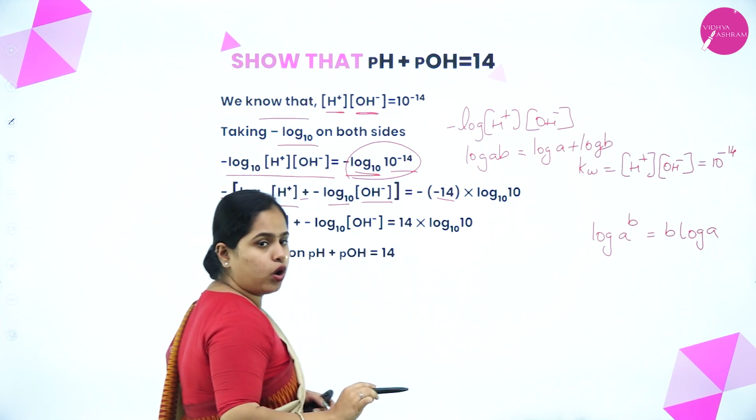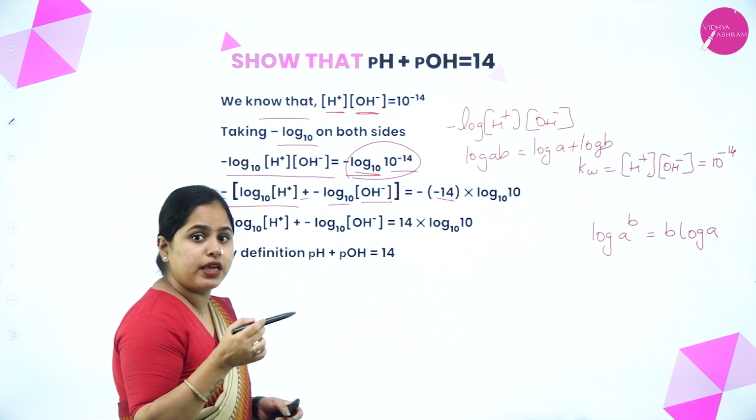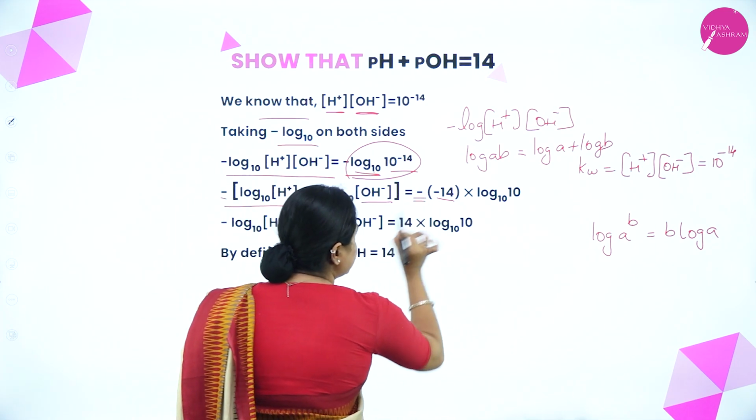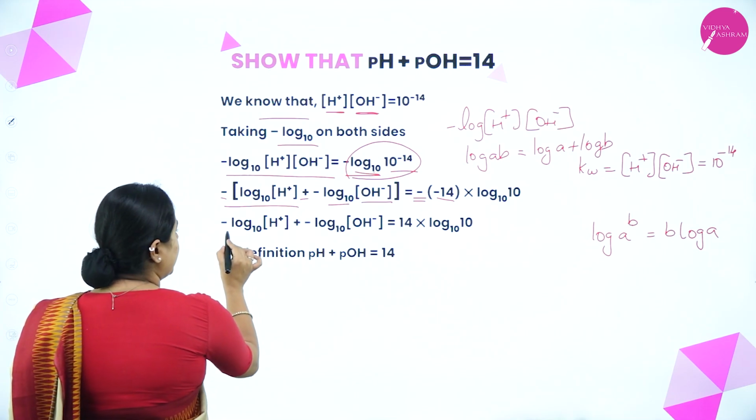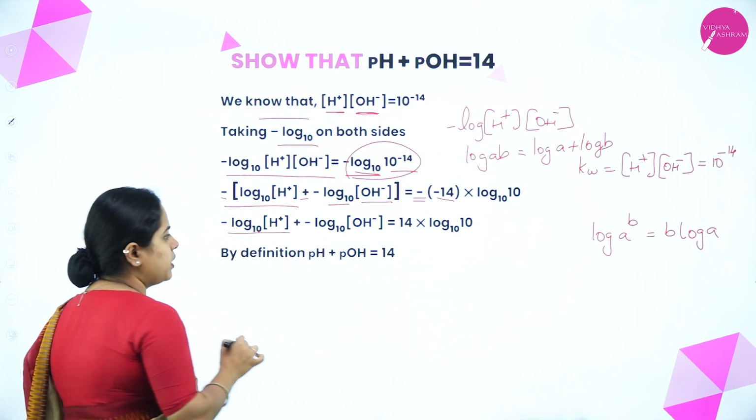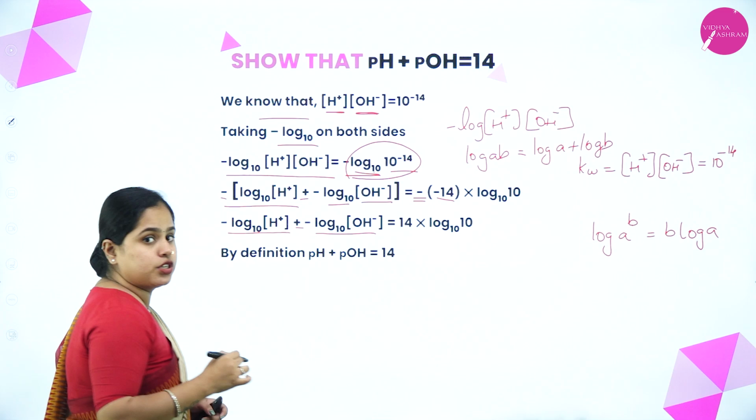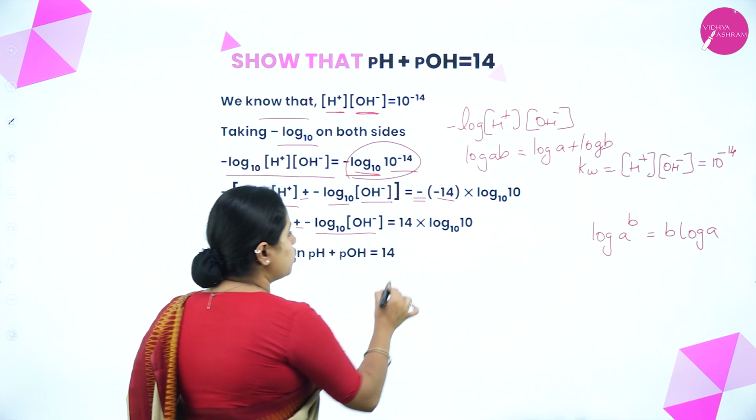Minus 14 into log 10. And already, what are we multiplying? It is minus log, right? So that minus will also be here. So I hope it is clear. Now what is left behind? Minus log molar concentration of H plus, minus log molar concentration of OH minus is equal to 14.